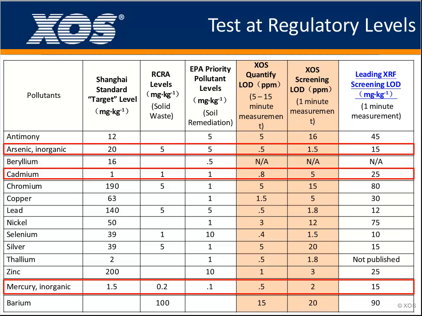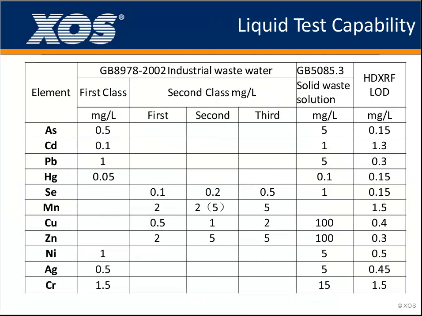And for the first generation XRF, we can see the number is very large. It has almost 10 times larger LOD than the second generation XRF. So, which means when we are analyzing samples with the help of the second generation, we can meet all the requirements of the regulatory limits for almost all the elements. But for the first generation, we can just do some screening job, but it's not precise enough, I think.